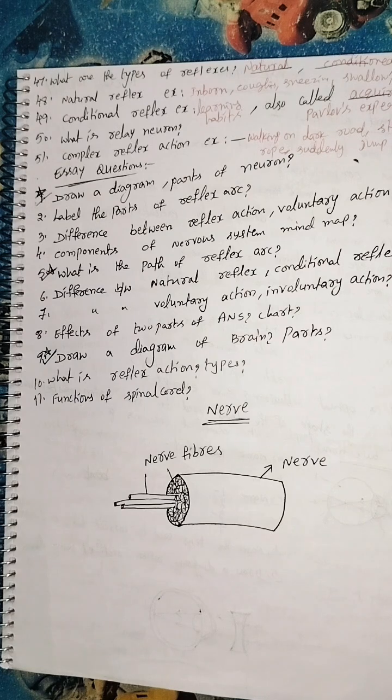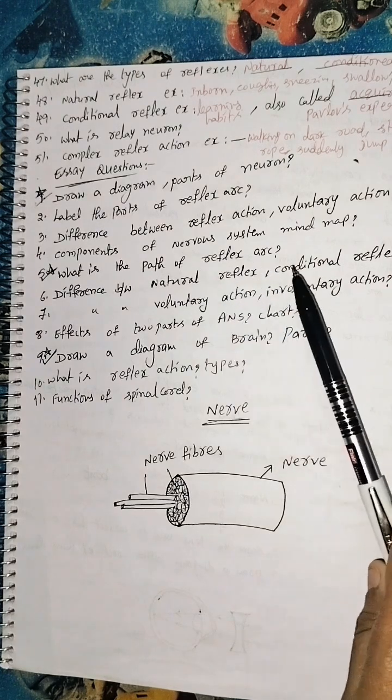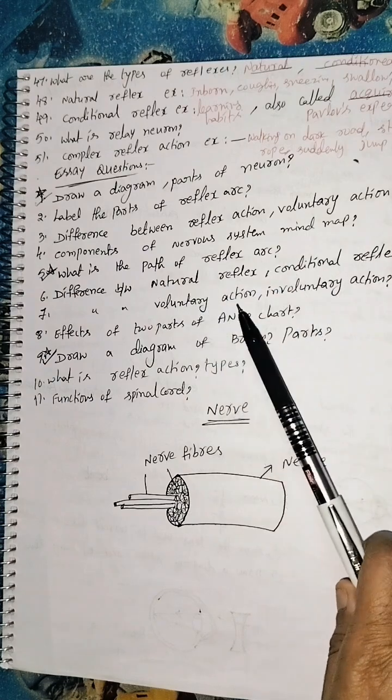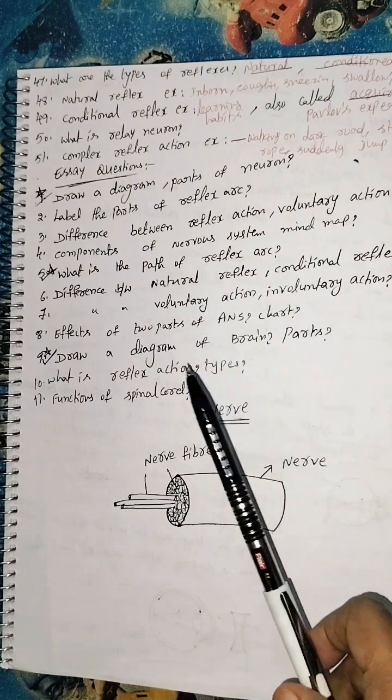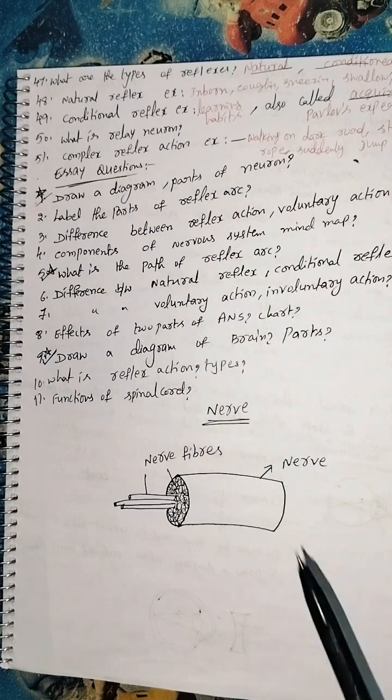I will share the answers to these important questions: natural reflex, conditioned reflex, voluntary action, involuntary action, and the pathway of the reflex arc. I will share all these types of questions in the next video.